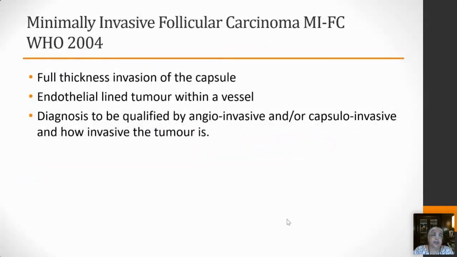So just to recapitulate, what was the WHO criterion for minimally invasive follicular carcinoma? It was full thickness invasion of the capsule, and we've discussed how it may or may not be easy to make this diagnosis. Endothelial lined tumor within a vessel, and you had to qualify angioinvasion and capsular invasion with how much or how widely this invasion was present.